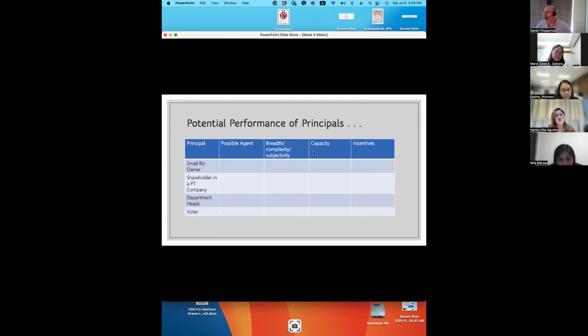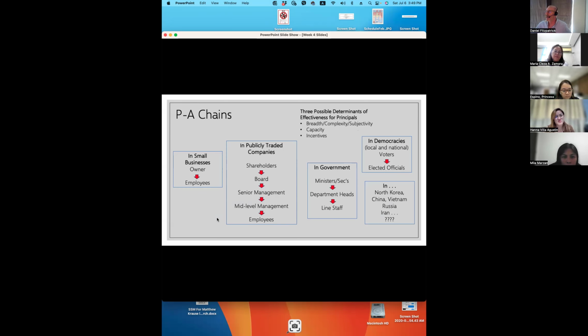let's go from left to right. Oops, hang on. I think it's really illustrative to compare private sector principal-agency with public sector principal-agency, especially when we get to democracies. So someone tell me, what in a small business, what is the likelihood of breadth, complexity? Wait a second. Before I do that, I actually have a table and I'm going to make it a lot easier.